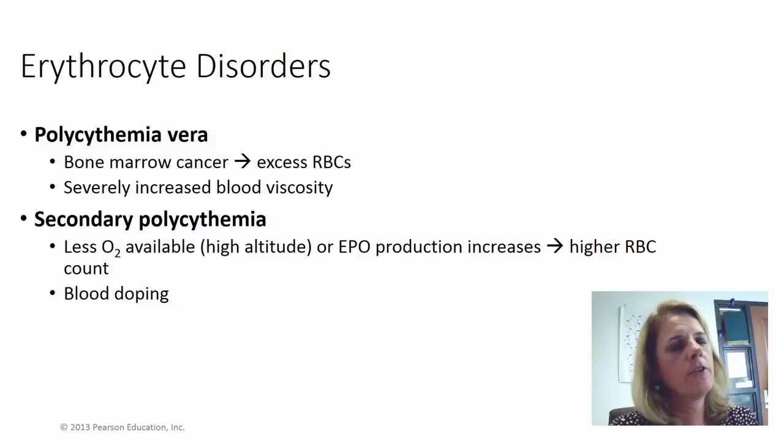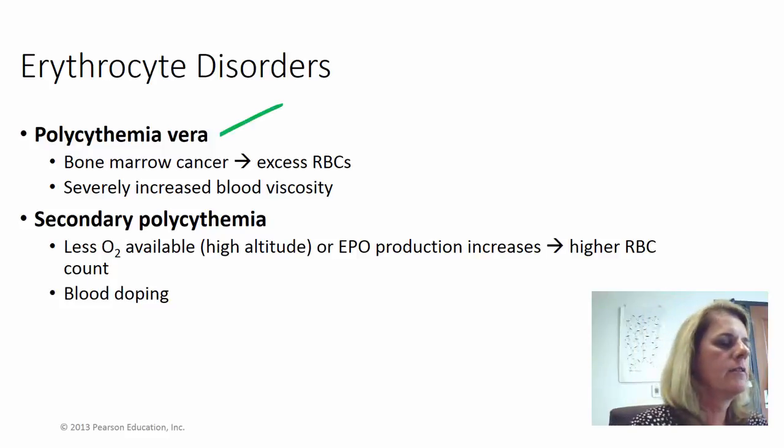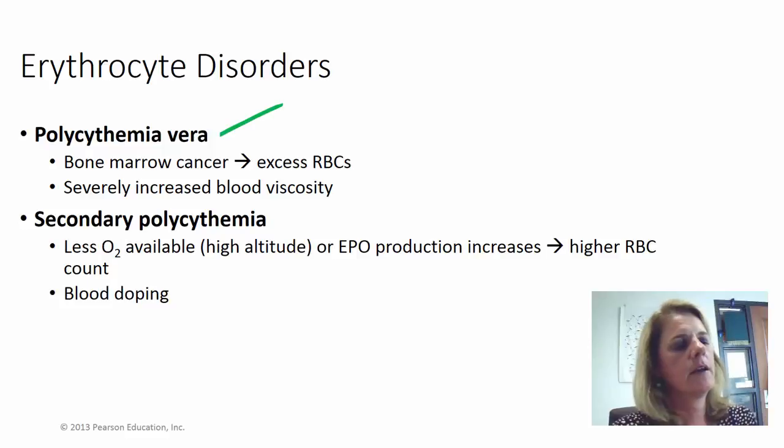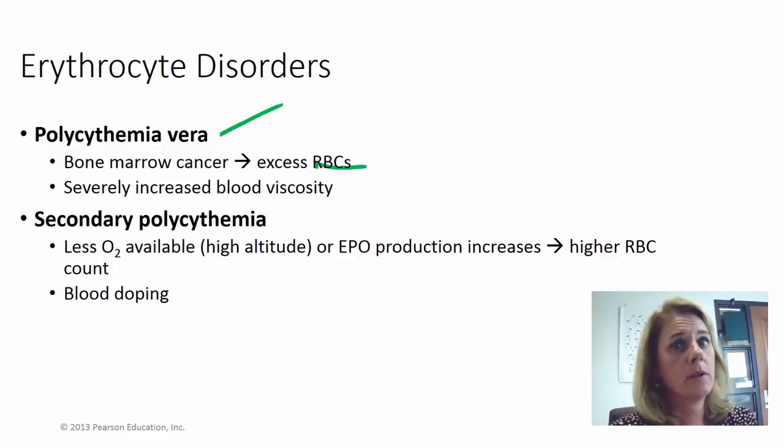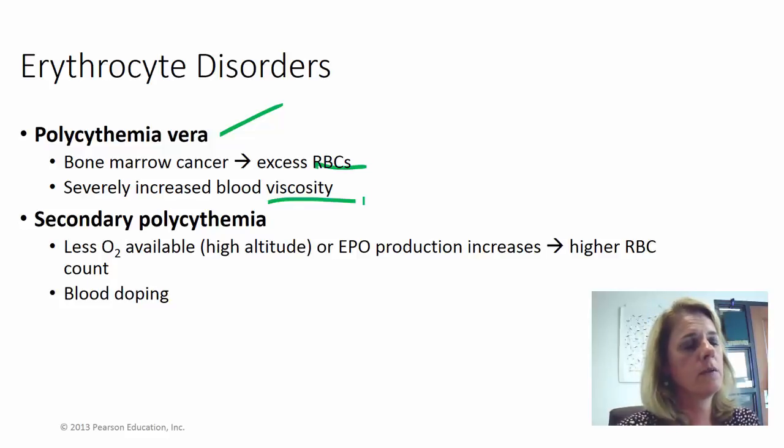All right, some other erythrocyte disorders. Polycythemia vera. This is a type of bone marrow cancer where you get too many red blood cells. And so too many red blood cells is going to cause your blood to become very viscous, which can lead to problems with blood pressure and stroke and things like that.